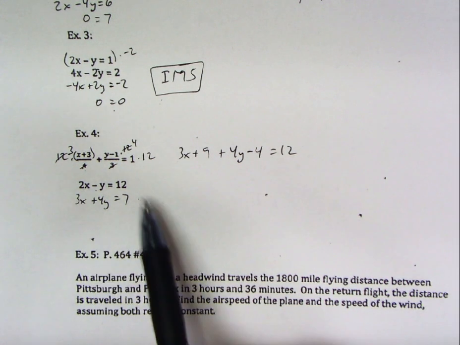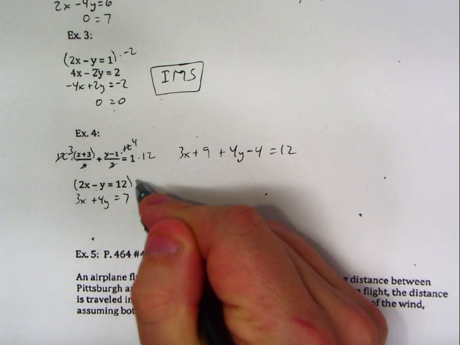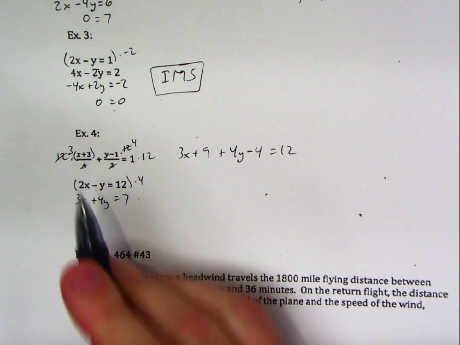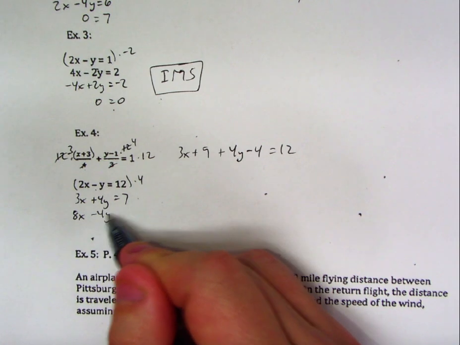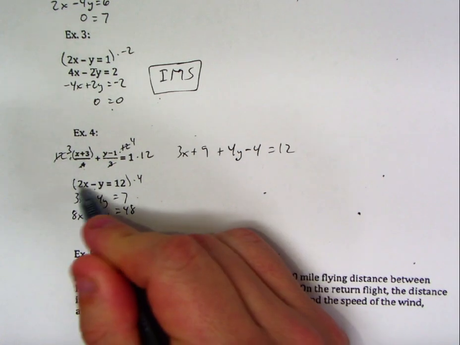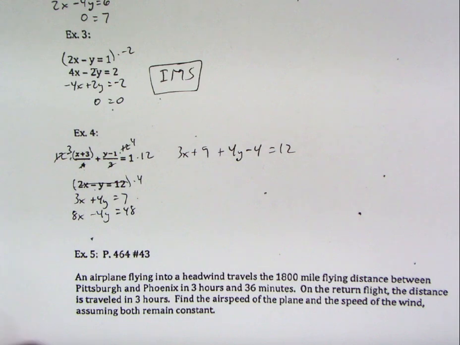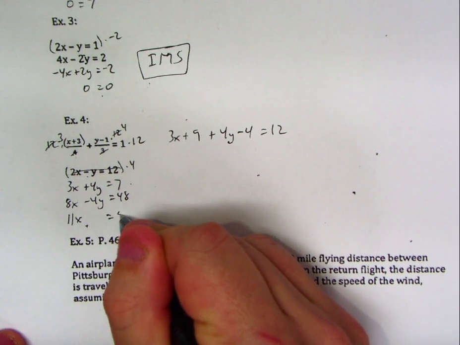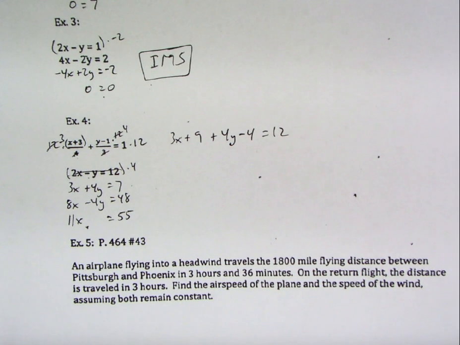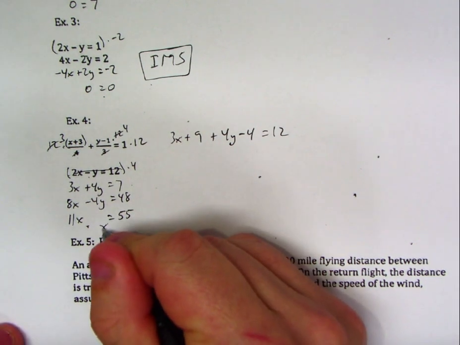So I'm going to multiply the top equation by 4 and get 8x, -4y equals 48. My goal is met. Now I can add them together. 11x equals 55. Divide by 11, x equals 5.